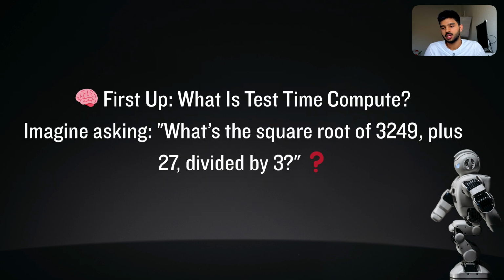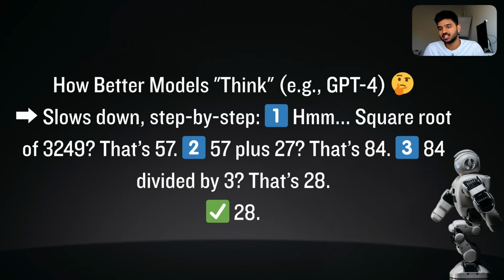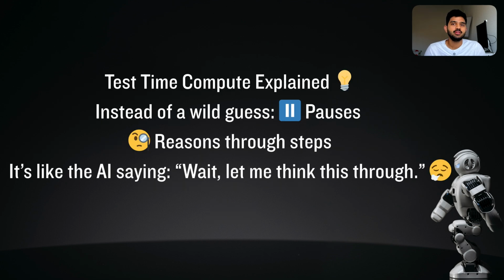So imagine you ask ChatGPT a question like, what is the square root of 3249 plus 27 divided by 3? Now one option is the model just gives a random guess and spits out the answer, but a better model like GPT-4 will actually slow down the process and think step by step before giving us an answer. So it might think like this: the square root of 3249 will be 57, 57 plus 27 will be 84, and 84 divided by 3, that's 28, so the final answer will be 28. So instead of giving something out, it takes a second, pauses and thinks step by step and finally gives the answer. So here the whole idea is called test time compute. You can think of it like AI is taking a deep breath before giving the final answer.